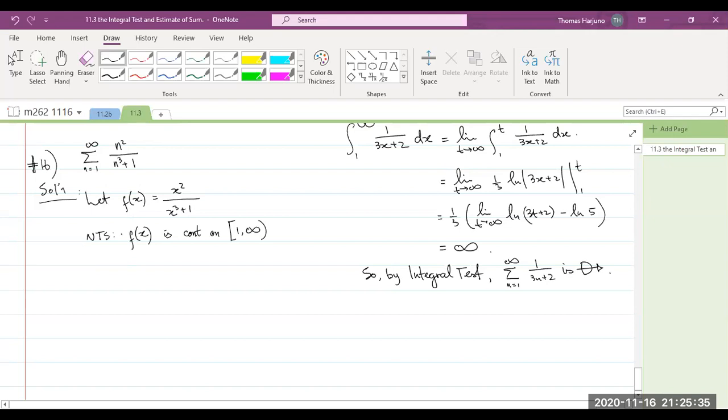We also need to show that f(x) is positive on 1 to infinity, which is quite easy to show. And then the third one is f(x) is decreasing, at least eventually decreasing on the interval. Okay, you need to show that. I do it fast forward. Then my plan is I want to do the integral test.